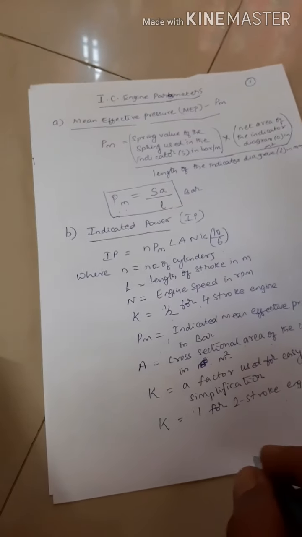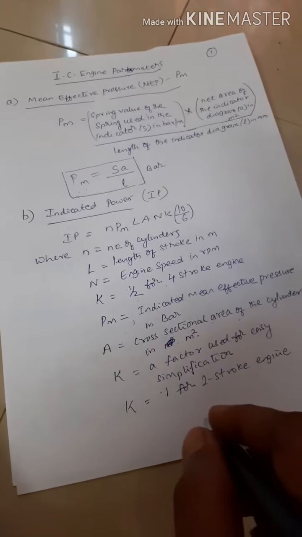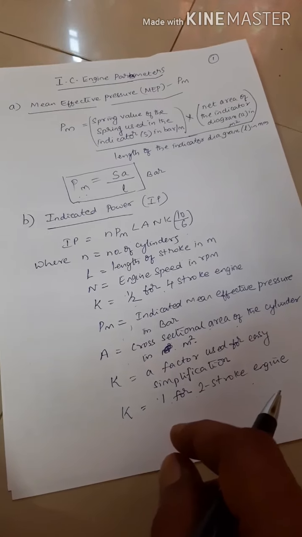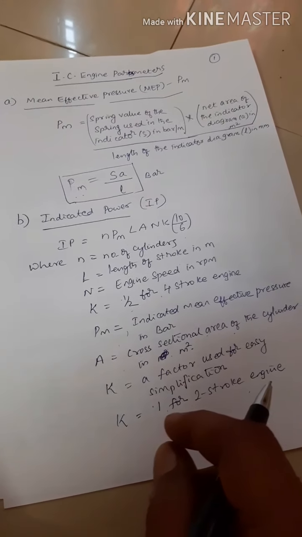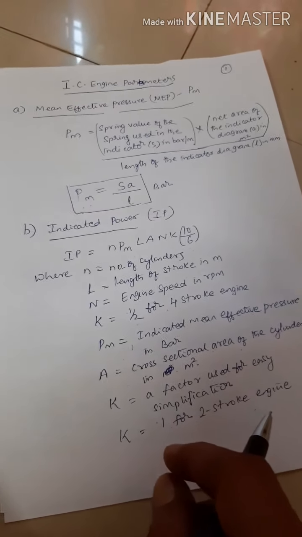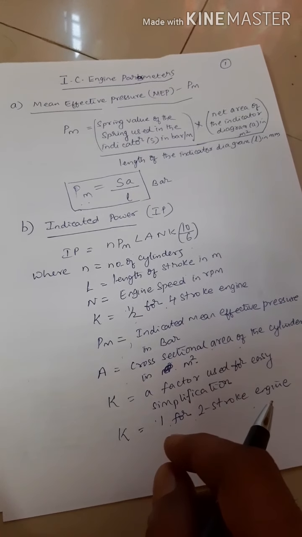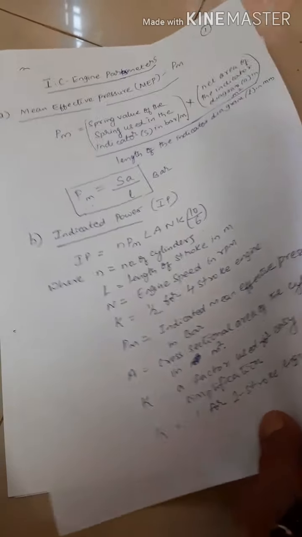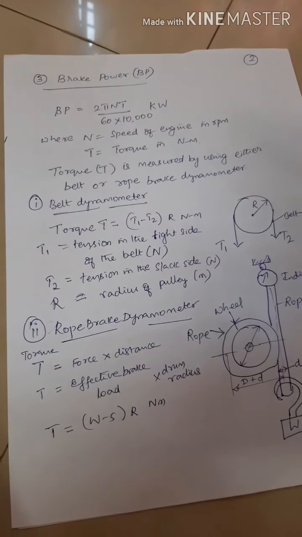So indicated power is the power. It is a 2 marks question: what is indicated power, what is brake power? First you should understand what indicated power is. It is defined as the total power developed inside the engine cylinder due to the combustion of fuel. Okay, next we go for brake power.